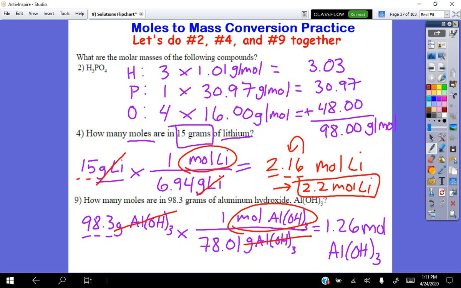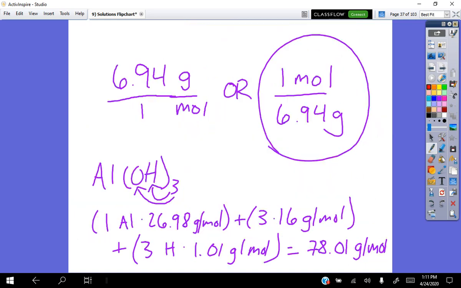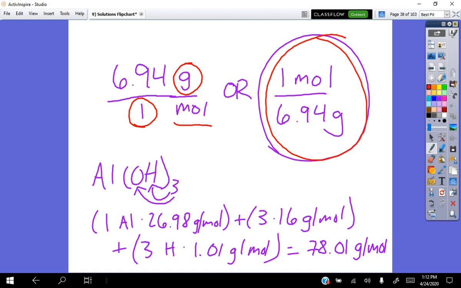All right. One last little thing to say to help us set up here. In both of these problems, numbers 4 and 9, we used a fraction that looked like this, where grams was on the bottom and moles was on top. If you are starting in moles, you will have to go the opposite direction. If you're starting with moles for your first number, moles should be on the bottom, and then grams should be on top. Remember, in these problems, 1 always goes with mole, and then the molar mass always goes with the grams.